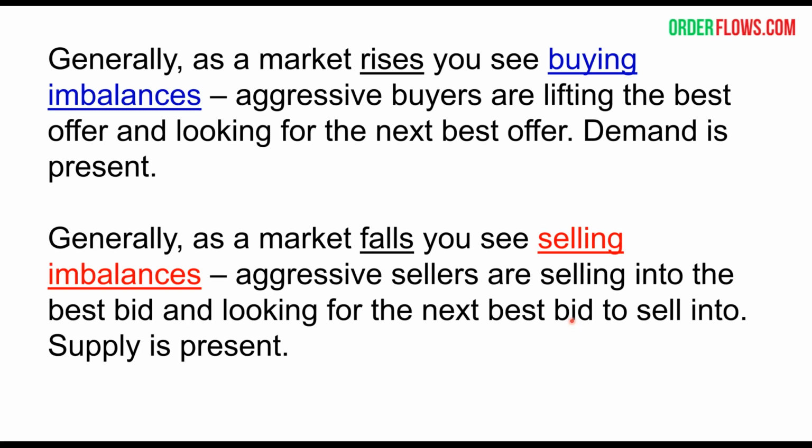Whereas if the market is falling, you generally see selling imbalances, right? Aggressive sellers are selling into the best bid and looking for the next best bid to sell into. Why? It's because now there's a lot of supply in the market. So they're happy to keep selling as the price goes down, at lower prices, because they have a lot of supply they have to get rid of.